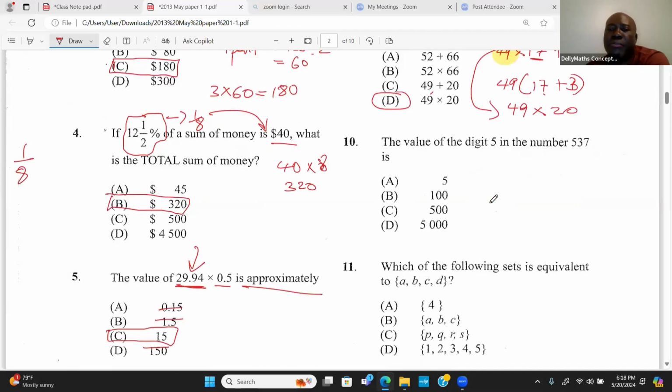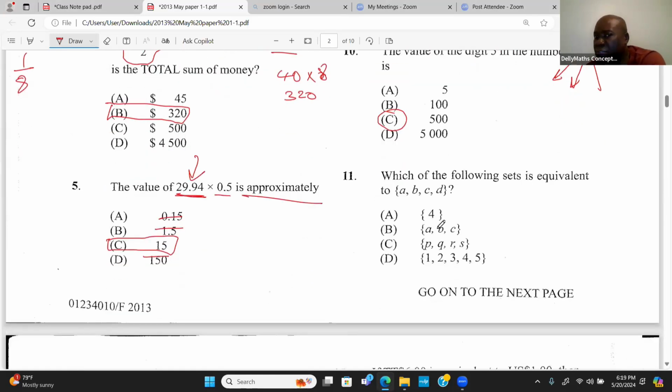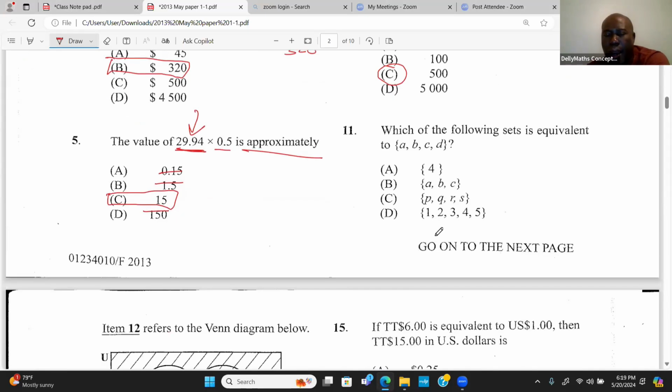Number 10 says the value of the digit 5 in this number. It is very straightforward. If you read the figure, you'll hear it. It says 537,500. So the value of it is 500, because the value of the digit, if you read the figure, you're literally saying it. So you can think about that for the value of it. All right.